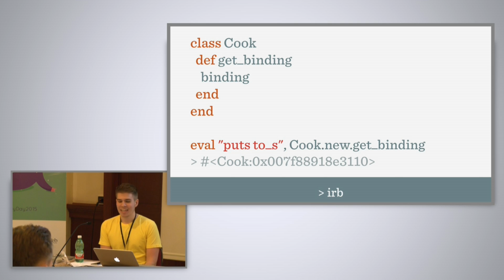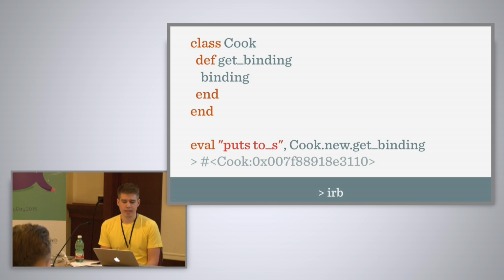We can pass in as a second argument this binding object. Now this binding object is not the same as passing in another object to use as the context. A binding object wraps around the values of what is self, what is that implicit receiver, and also what local variables can I access. And so this allows us to execute code in a different context altogether.